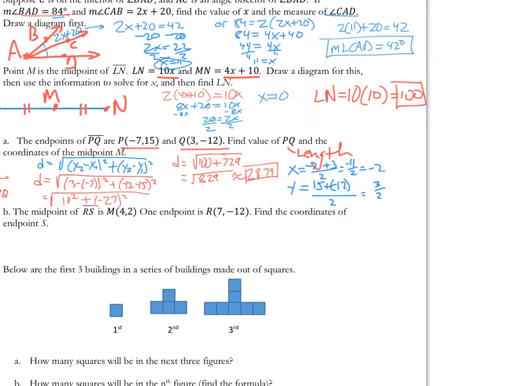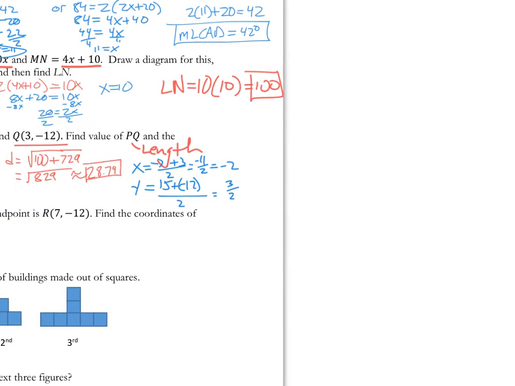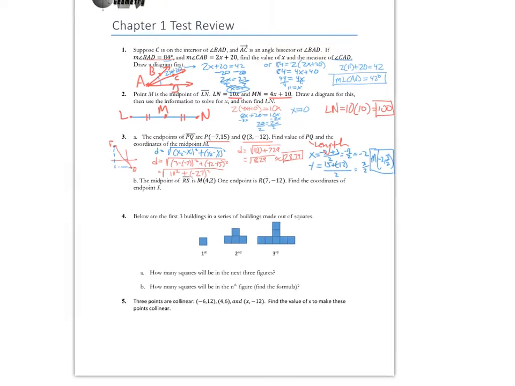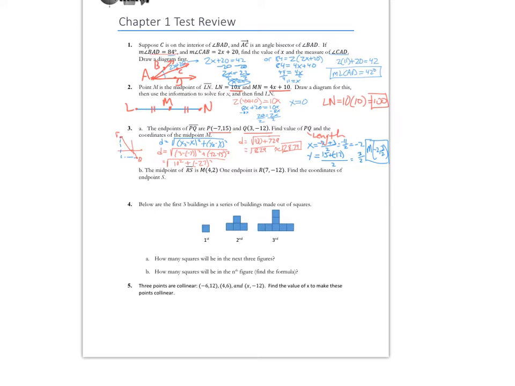Fractions are great. So there's our coordinates of the midpoint, and so we get our midpoint at negative 2, 3/2. If you really want to make that 1.5, you can, but you want to stay away from those decimals if possible. All right, so there's that.